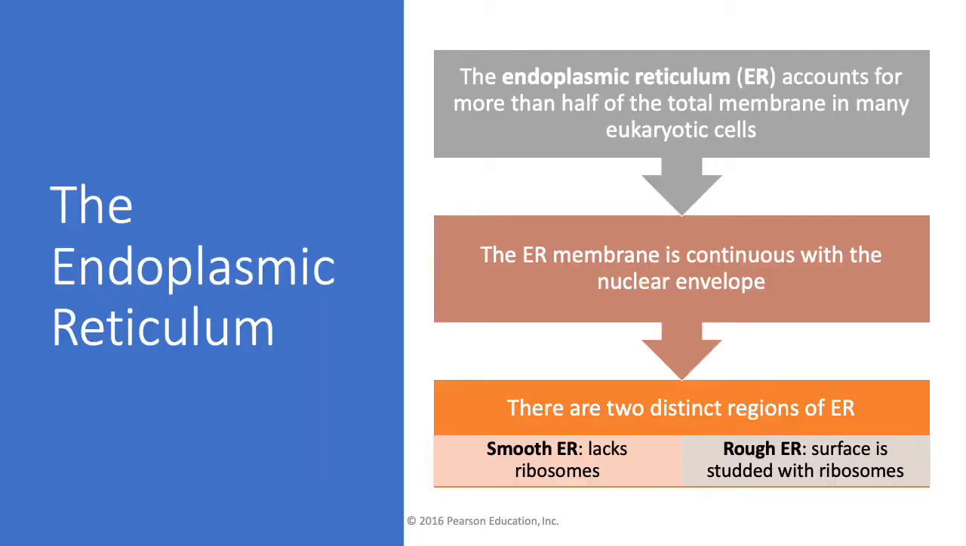And I think this pretty much says what we already said, except that if you were to measure all of the membrane in the cell, all the organelle membrane and this plasma membrane and everything, the endoplasmic reticulum uses up about half of that membrane. So it's a really major component of most cells.